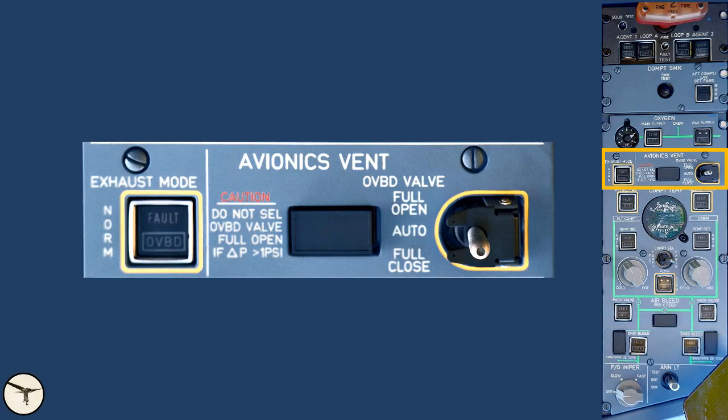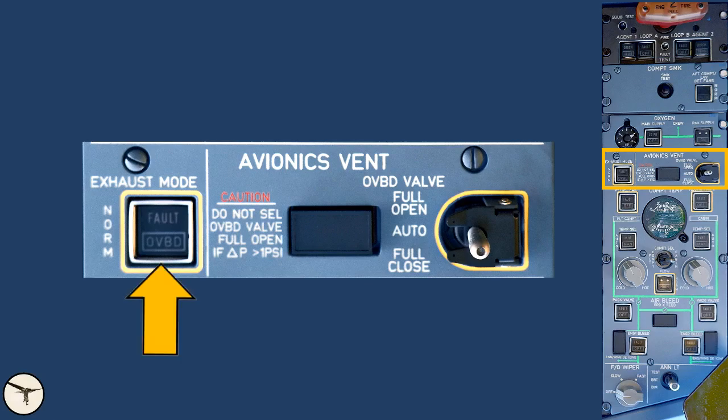The avionics ventilation panel controls the overboard valve and the extract fan. To the right, there's a guarded switch that normally is set to auto. The overboard valve will then open and close in accordance with a specific logic. It can be overridden by selecting the valve to full open or full close.